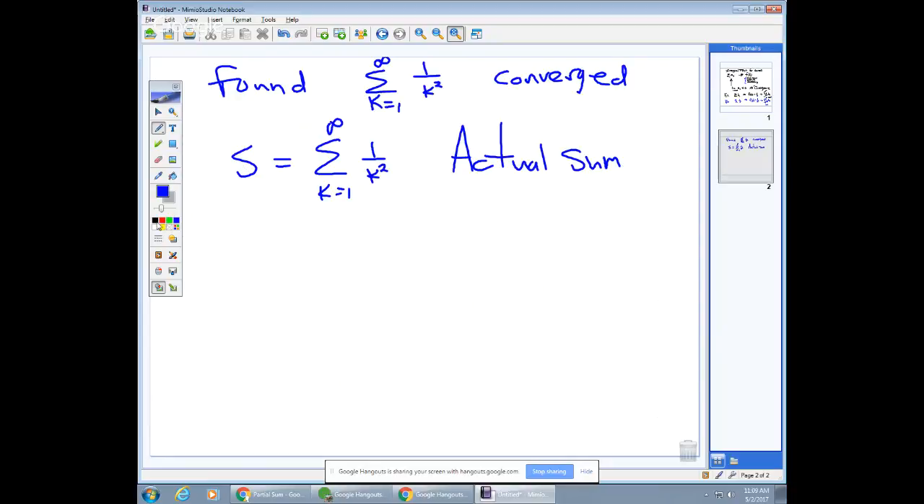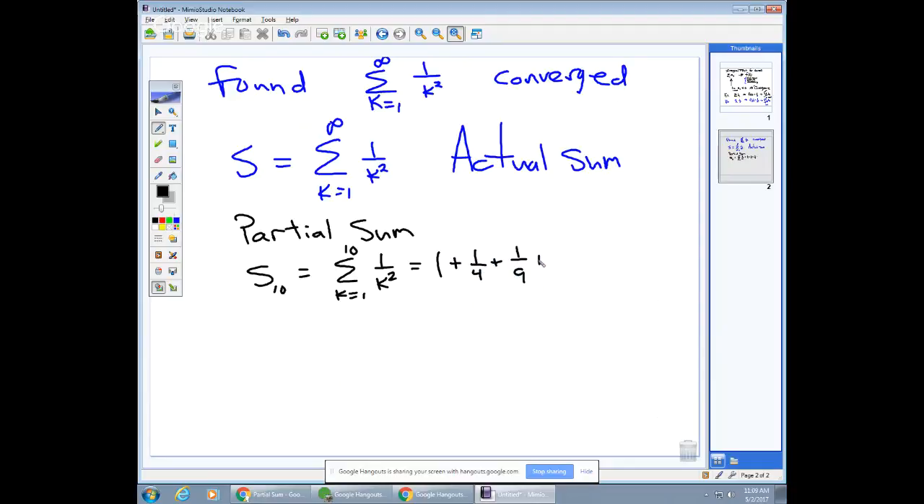We usually look at what are called the partial sums, right? A partial sum means stop somewhere. So for example, S sub 10 would be the sum as k goes from 1 to 10 of 1 over k squared, which written out would be 1 plus 1 over 2 squared plus 1 over 3 squared, all the way up to 1 over 10 squared.